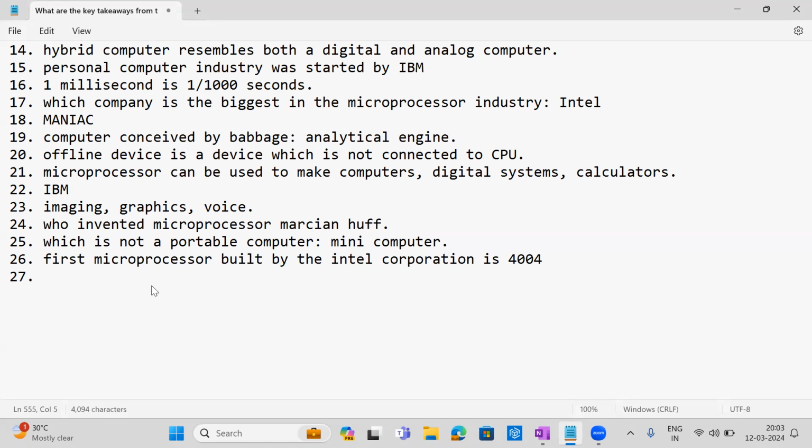A digital computer did not score over an analog computer in terms of... Digital computer is weak in dash compared to analog computer. It is in accuracy.